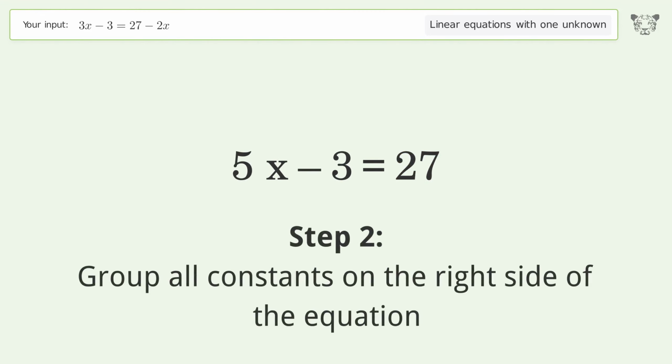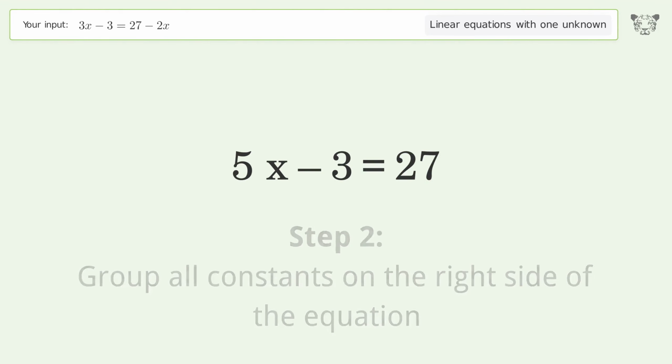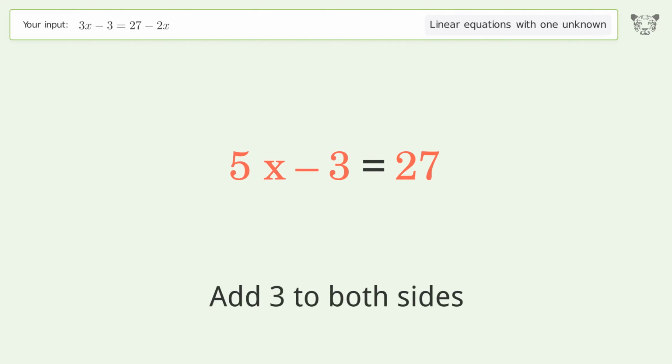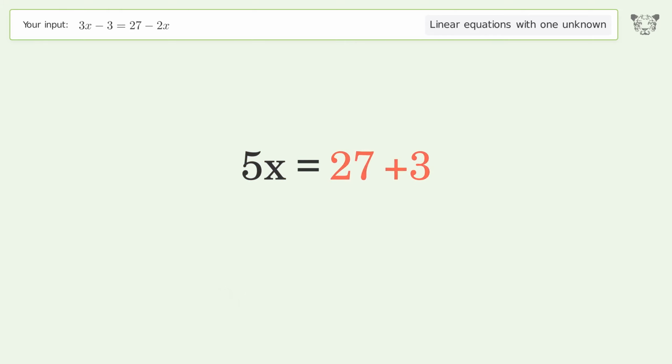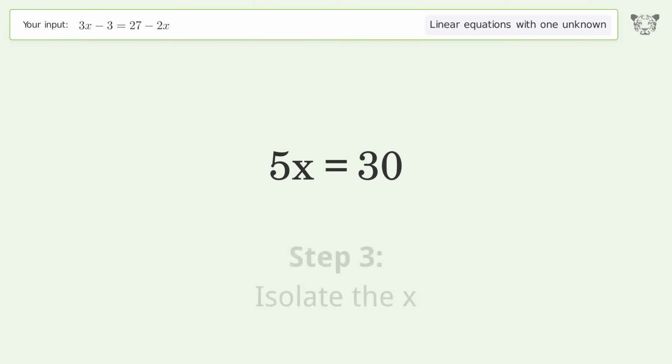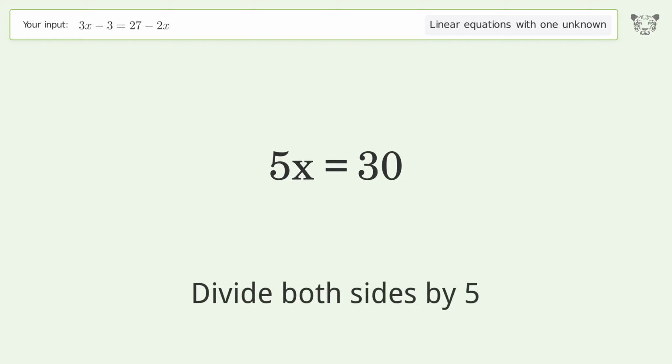Group all constants on the right side of the equation. Add 3 to both sides. Simplify the arithmetic. Isolate the x. Divide both sides by 5.